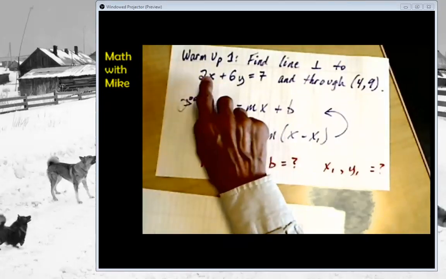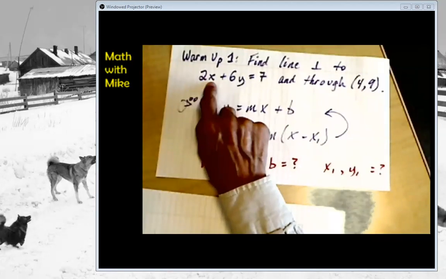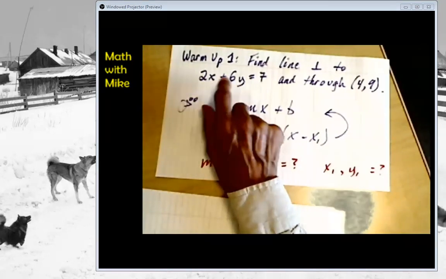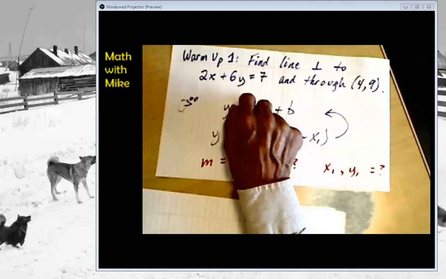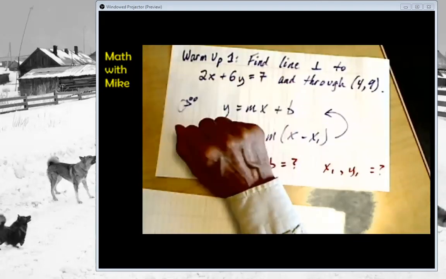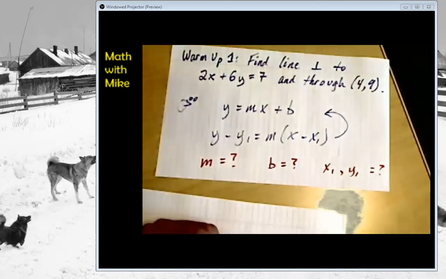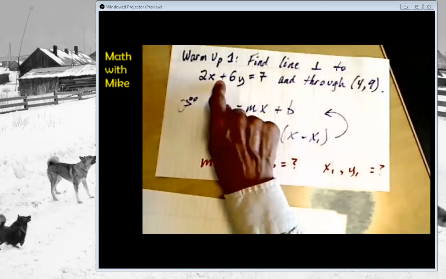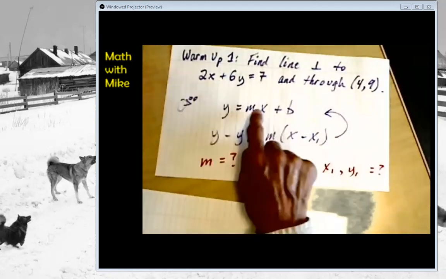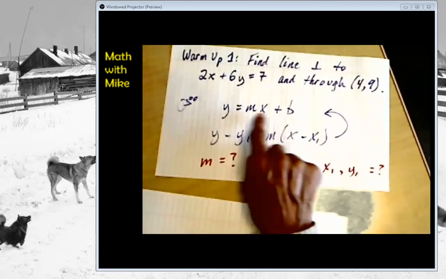Let x equal 1 and solve for y. Let x equal 5 and solve for y, right? But I think with the 7, the numbers are a bit weird. So I'm going to do it a different way. What I'm going to do is switch this so that it looks like that. I'm going to get y by itself.